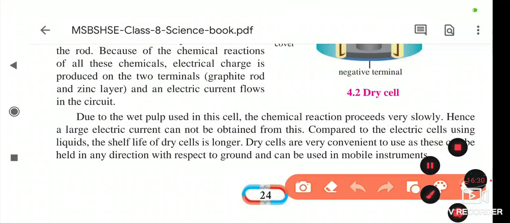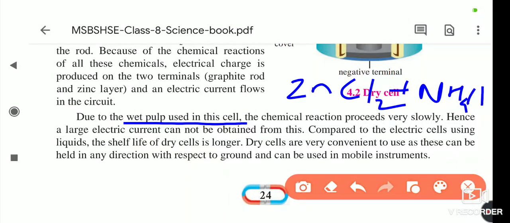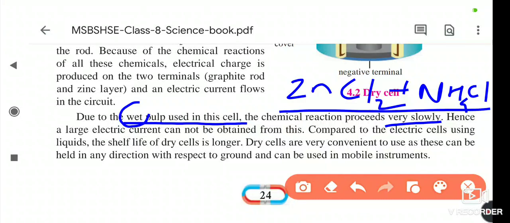Now, due to the wet pulp used in the cell, which wet pulp did we use here? Zinc chloride, ZnCl2, and ammonium chloride, NH4Cl. This mixture is in the form of wet pulp. The chemical reaction proceeds very slowly because of this wetness. Hence, a large electric current cannot be obtained from this. Because of the wet structure, we are not getting a large amount of electric current.